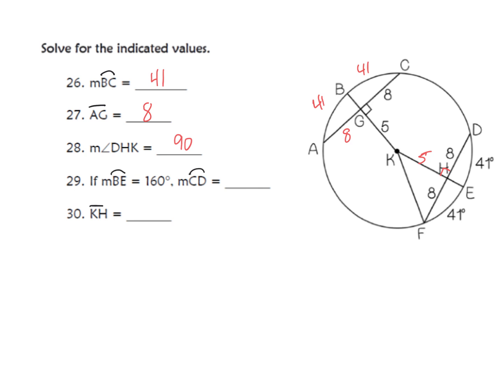Next one says if BE, so B to E, here we go. If BE, that whole thing I marked, is 160 degrees, what's the measure of CD? All right, so if we have 160, I've already identified 41 at BC and 41 at DE. So I really need to just subtract 82 from that, and I get 78 degrees. And then KH, we have identified as being 5 units long.